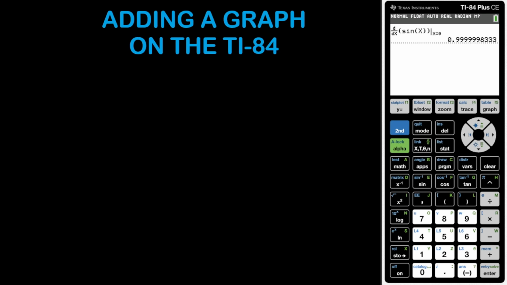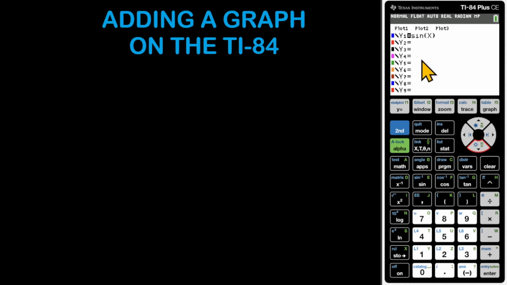In order to add the graph on the TI-84, since if you are in testing, you're not going to have access to Desmos online, you can use the TI-84 to check your answer also. So what we're doing here is I'm going to graph both sine of x and its derivative cosine x. And to do that, I click on the y equals button. And then I'm going to click sine x and close parentheses.